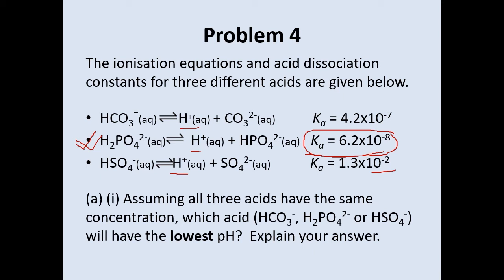Let's say that we take 1 molar of this, 1 molar of this, 1 molar of this bisulfate, but only the biphosphate, dihydrophosphate, will produce the lowest pH of the solution because of how weak the acid is.